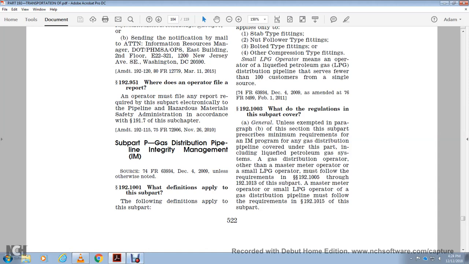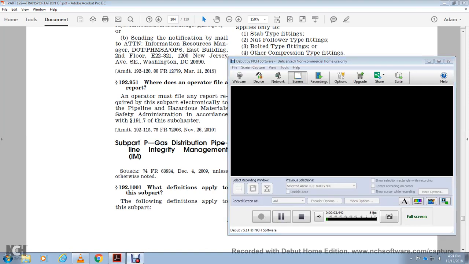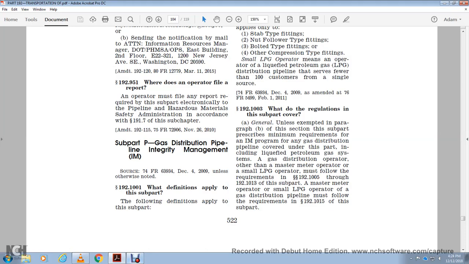Alright, Part 192, Subpart P. Gas distribution pipeline integrity management. What definitions apply in this subpart? The definitions apply to this subpart.